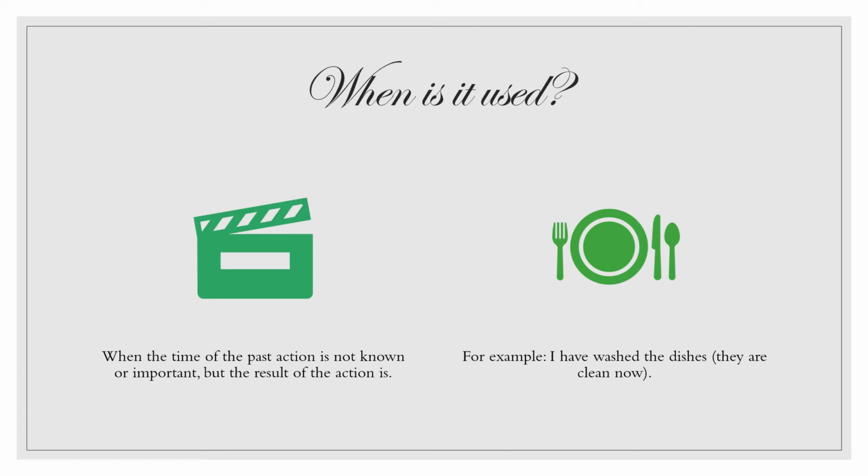Another moment in which we can use the present perfect is when the time of the past action is not known or important, but the result of the action is. What does that mean? I just don't know when I performed an action, and that is not important. The time is not important, but the action itself is. For example, I have washed the dishes. What is important here is that the dishes are washed now.